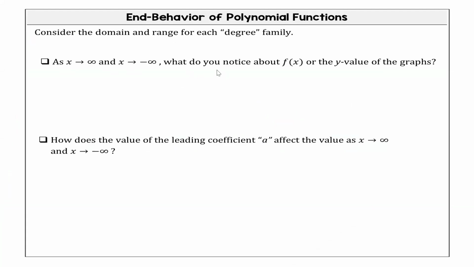What in conclusion can be made based on what we just talked about in part B? What are conclusions that can be made summarizing what you pulled from that? Also summarizing, how does the value of the leading coefficient affect the values as x goes to positive infinity and as x goes to negative infinity? All right. This is a checkpoint where we're summarizing our knowledge.